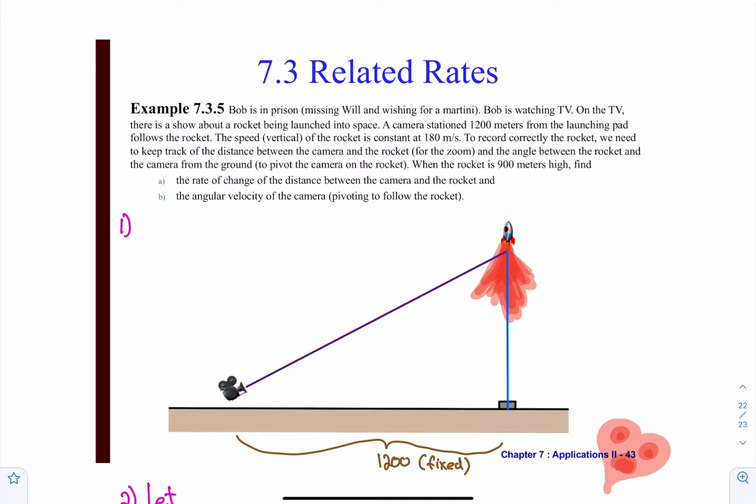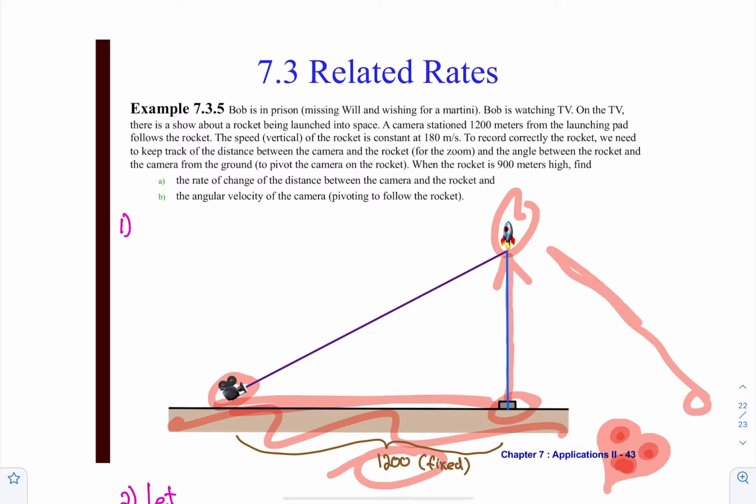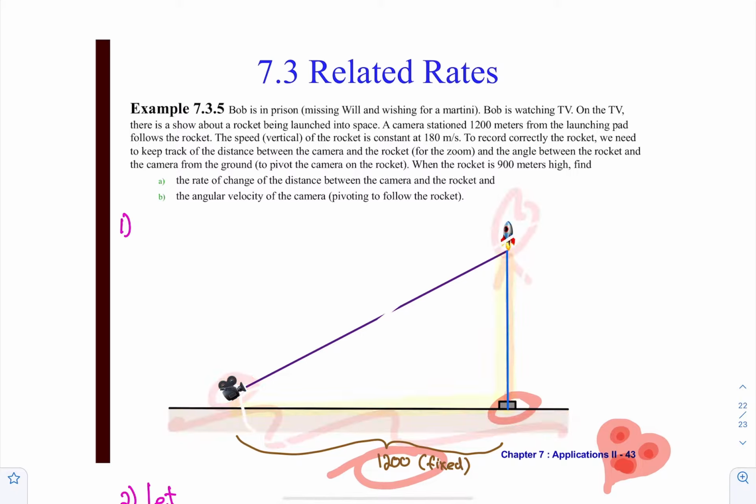So as usual, I already pre-drew for you what's going on. We have the ground here, we have a launching pad, we have a rocket that is traveling vertically above that launching pad. We have that camera that is 1,200 meters away from the launching pad. I decided to do it on the left. You could do this question on the right. It really does not matter. That quantity is fixed, so the base here is fixed. So what's going to change here?